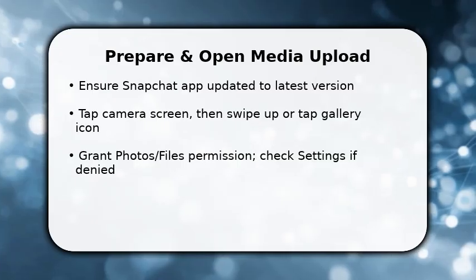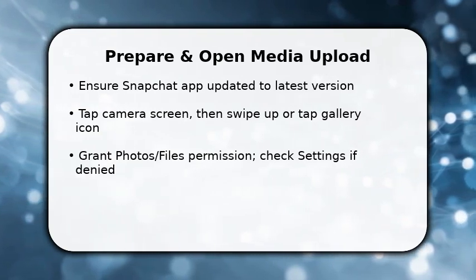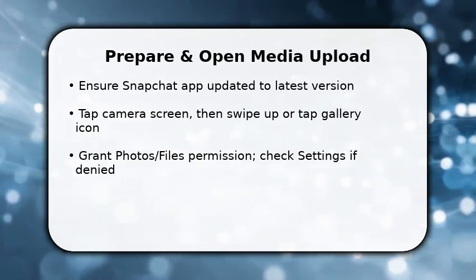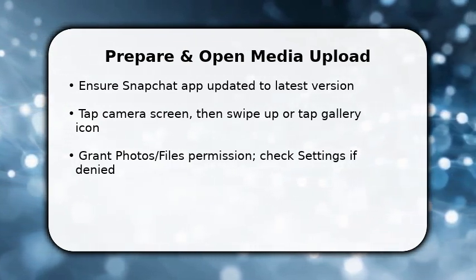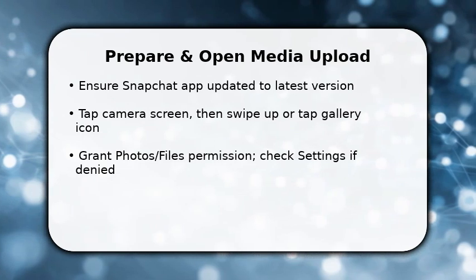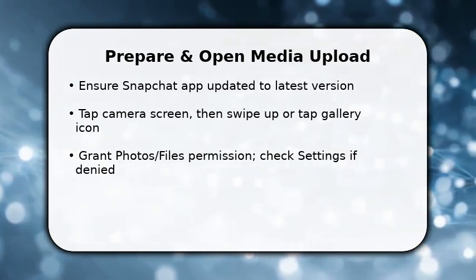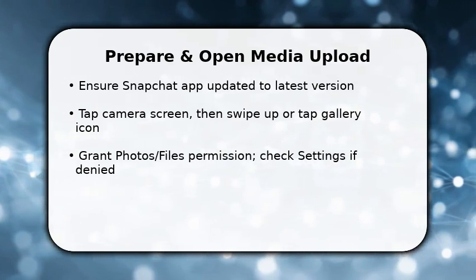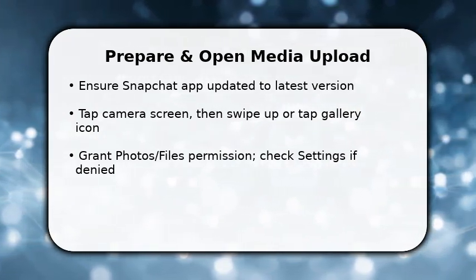Enjoy the video. You'll start by confirming permissions and app version so uploads work smoothly. Open Snapchat and go straight to the camera view. Once there, swipe up or tap the gallery icon to access your device media. If you haven't granted photos or files permission, allow it now in settings so Snapchat can read items. This step avoids interrupted uploads and makes the next actions immediate.